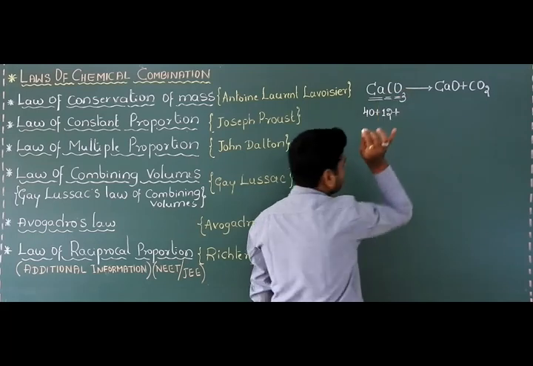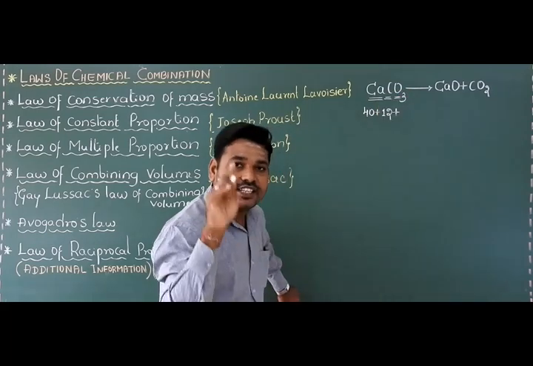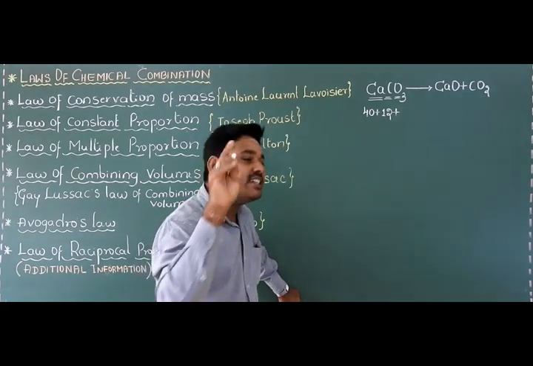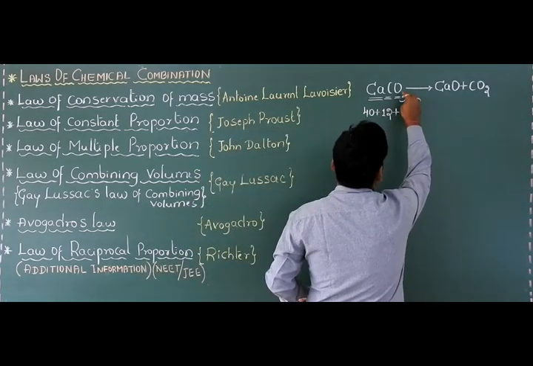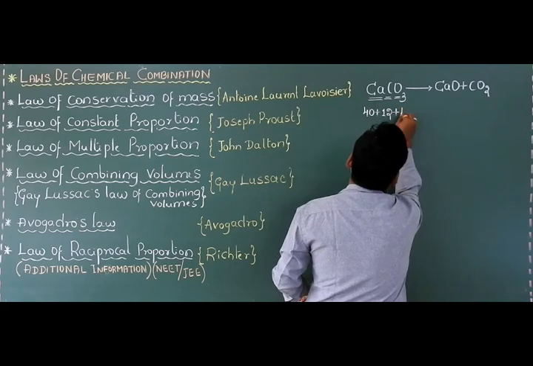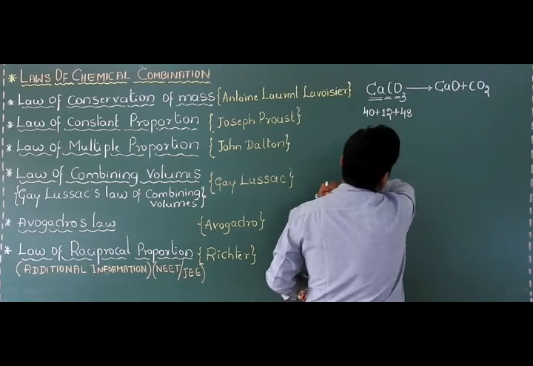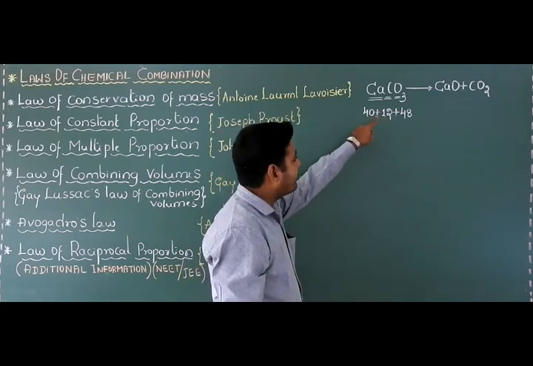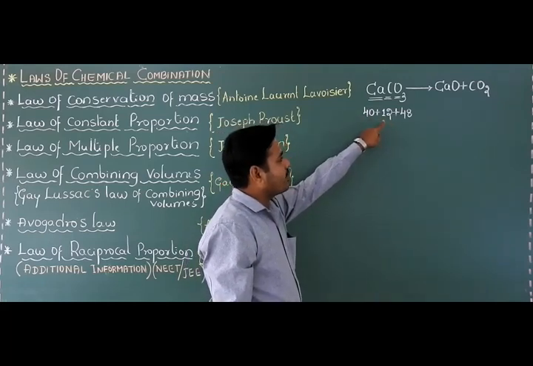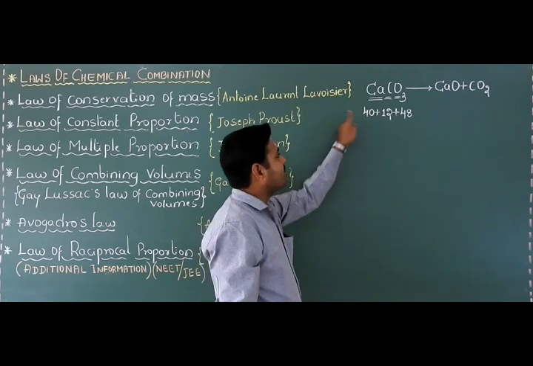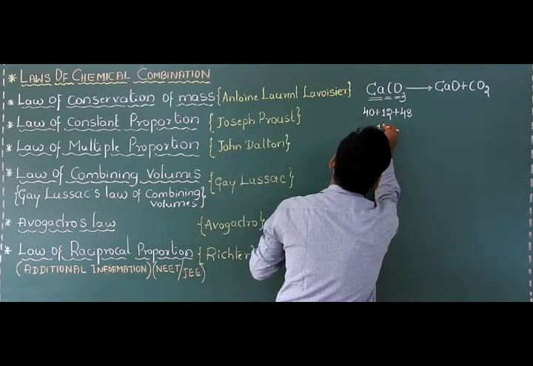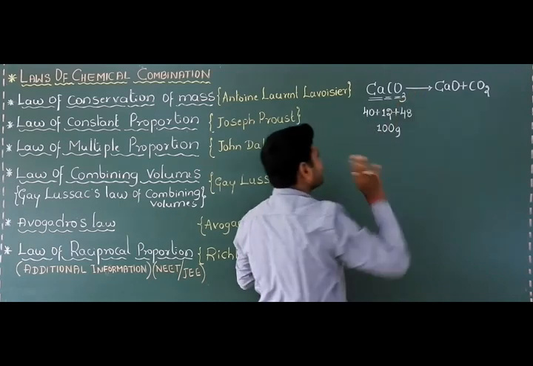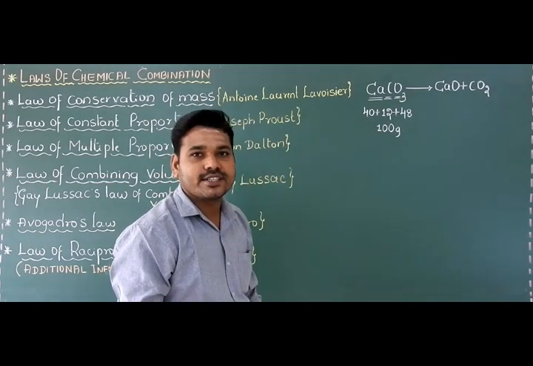How many oxygen atoms are present? 3 oxygen. What is the atomic mass of oxygen atom, students? Yes, 16 is the atomic mass. So 16 into 3, 48. This is the mass of oxygen in a calcium carbonate, students. Now add these 3. So 48 plus 12, 60. 60 plus 40, 100. The total mass of this calcium carbonate in this reaction is 100 grams, students.